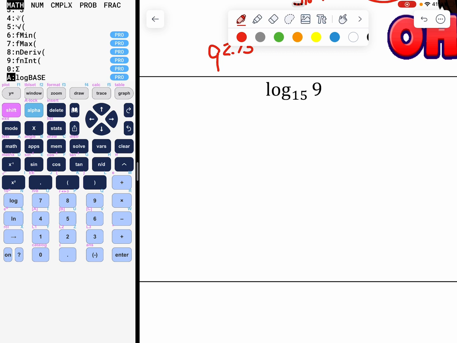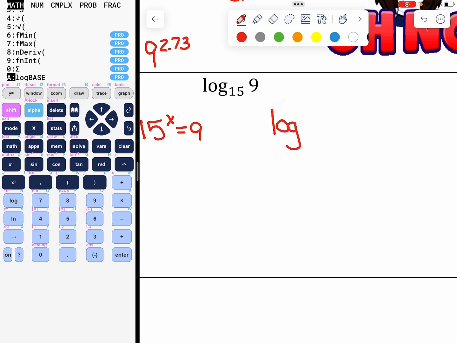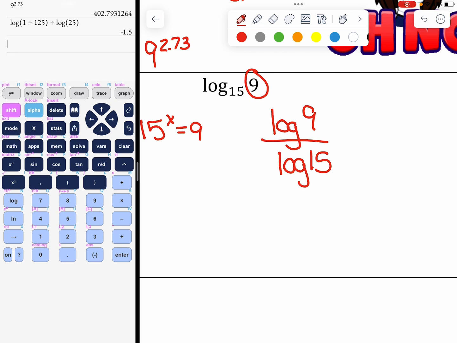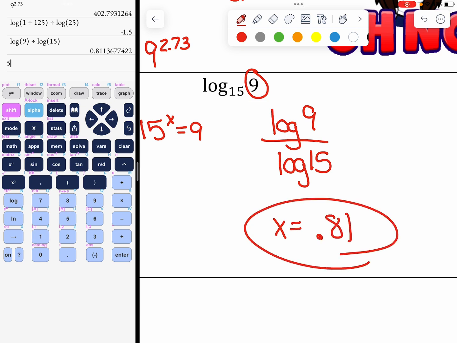Let's try one more time. 15 to what power is 9? Well, I don't have a common base. So I'm going to change to my common base of 10, put the 9 on the top and the 15 on the bottom. They're in base 10. So let's exit out of this. Log 9 divided by log 15. And so my exponent would be 0.81. If you do 15 to the 0.81, there it is, that gives you about 9. And that's how you use the change of base.